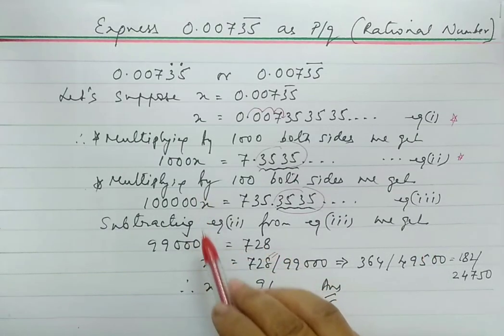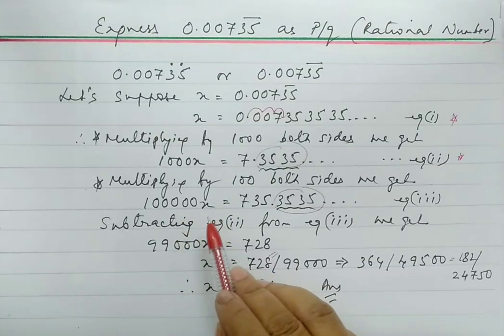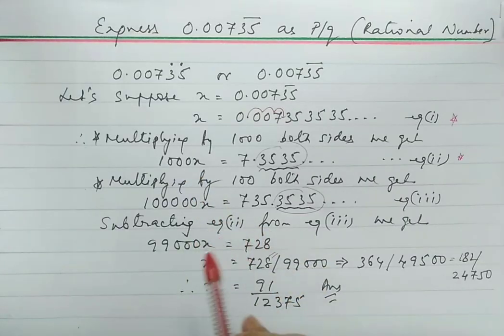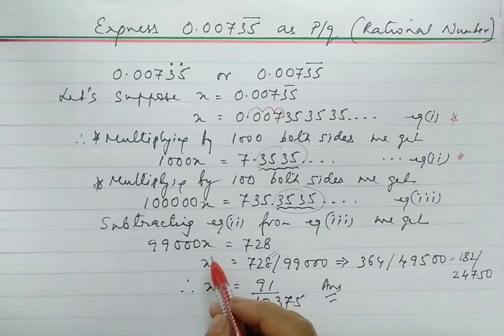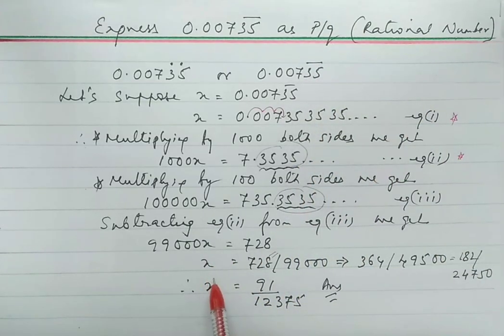And here we have 99,000. Remember, 1 lakh is 100,000, so after subtracting 1000 we have 99,000 left. All right, so now we know that x is a variable which will tell me what p by q is. So x is retained here on the left hand side, and the rest goes to divide 728, that is 728 divided by 99,000. Understood?